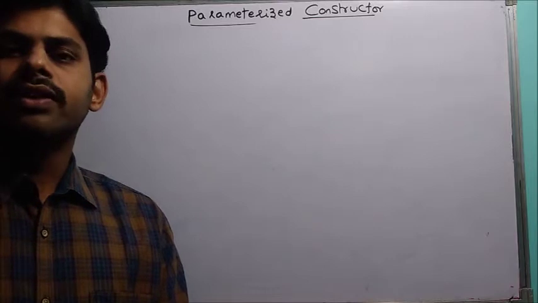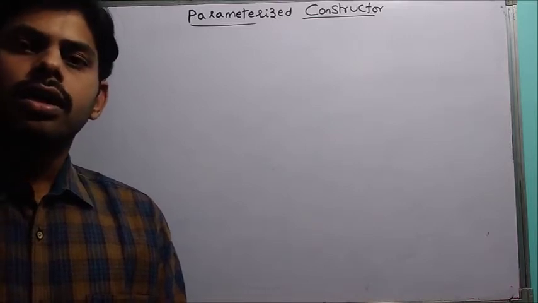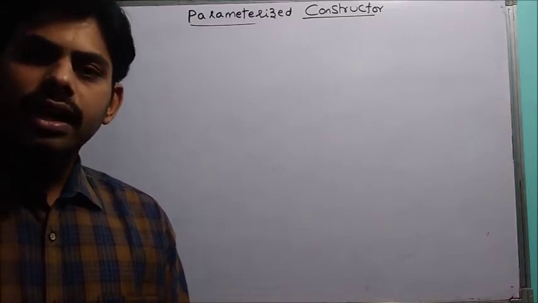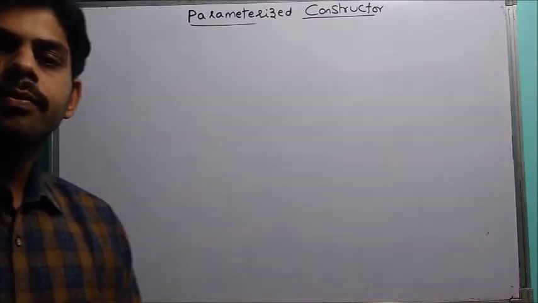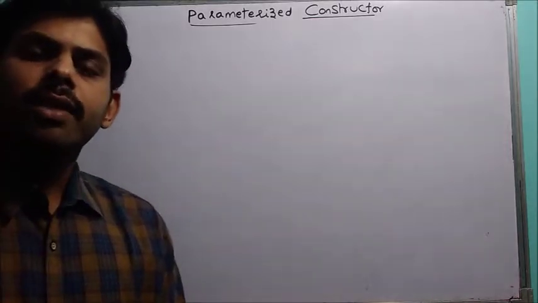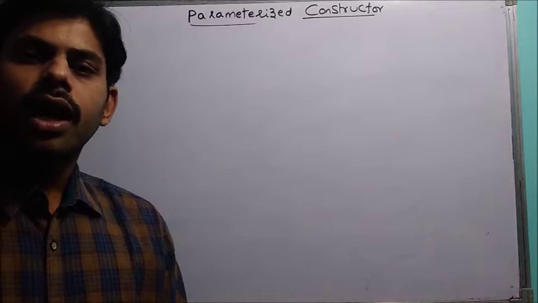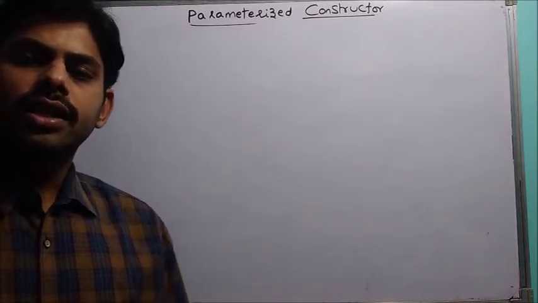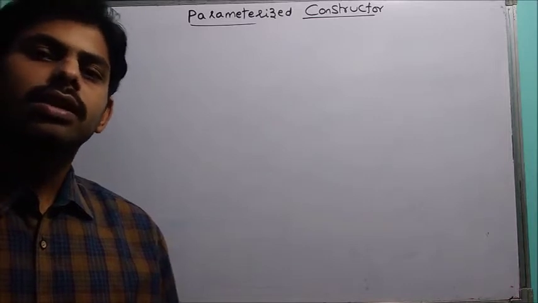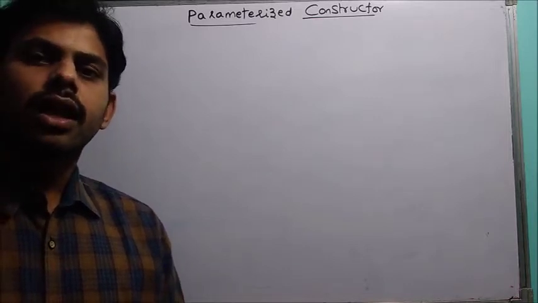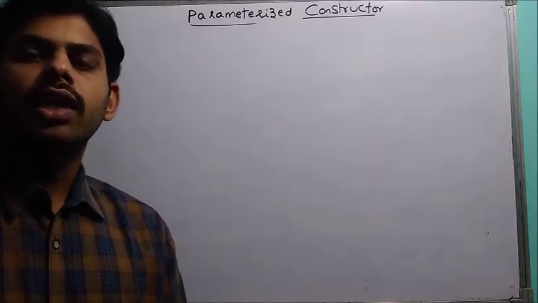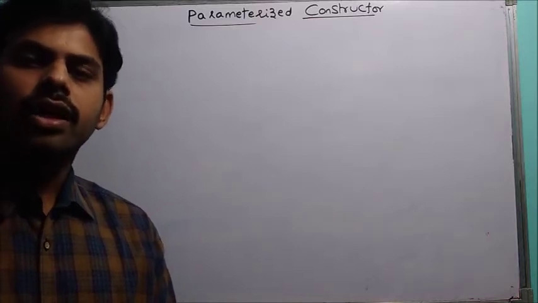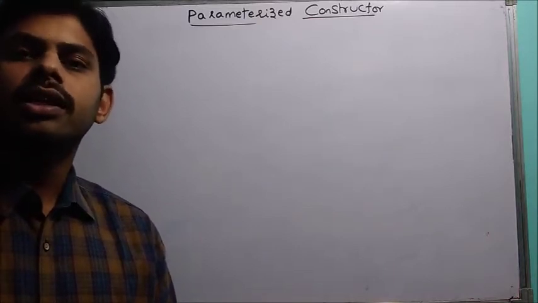The characteristics of a constructor function are: it is also a member function which is declared in the public part of the class. Its name is the same as the class name, and constructors do not have any return type. Constructors can have default parameters or default arguments. And one more important point is, whenever a new object is created, the constructor function will be invoked automatically.